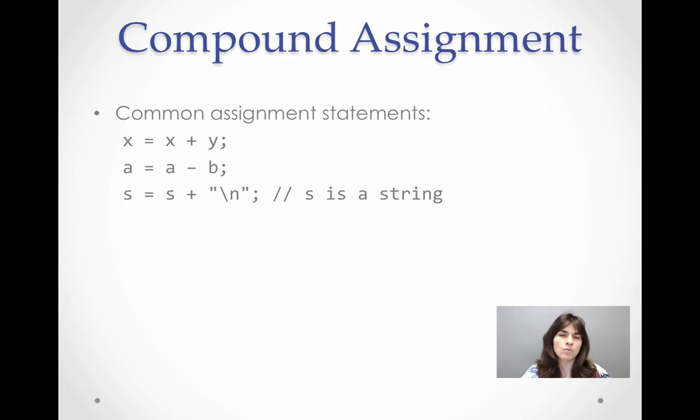What they have in common is the fact that the variable that is going to be updated, changed, the variable that is on the left-hand side of the equals operator, also appears on the right-hand side. So we add the value of another variable to variable x. We are subtracting the value of a different variable from variable a. As for the string s, what we are doing is that we are appending to it the new line character.